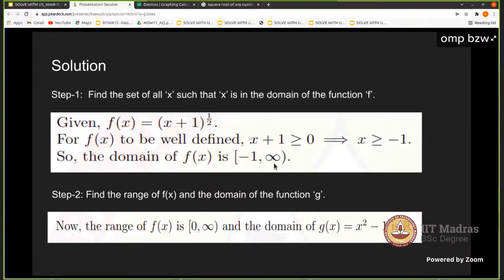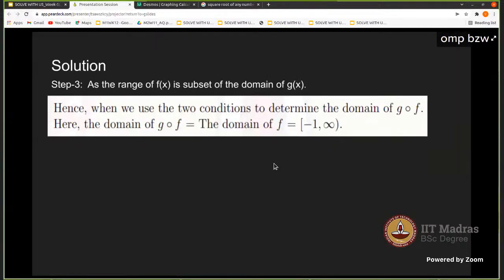Whatever f of x is giving as an output, it will definitely go into g of x because the domain of g of x is all real numbers. So no need to worry about the range of f of x. f of x gives me a real value output, and g of x takes in any real value, so I do not need to worry about g of x, I just need to worry about this particular function f. For what values of x is f of x defined? The whole composite function will also be defined for those values of x.